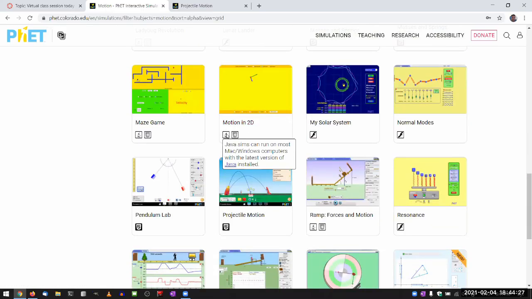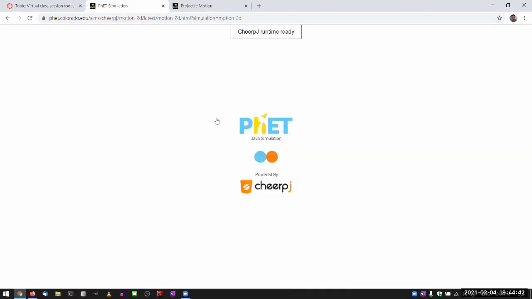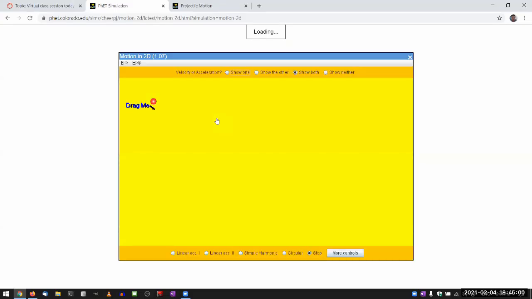It's a Java simulation, which means you need to have a special program installed, or there is a browser compatible version which does not run on iPad, but I think it'll run on PC, and probably Mac OS as well, as long as it's not iOS. But this is actually an improvement. Before, you used to have to actually install the Java runtime environment to do this.